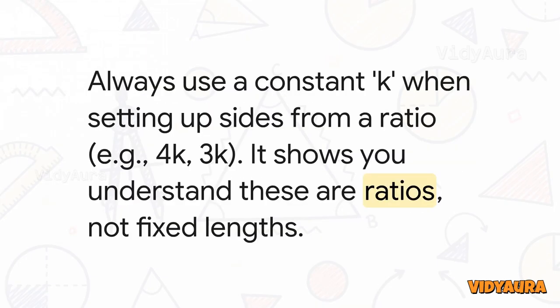And I'm going to leave you with one final, very important exam tip. Please always remember to use the constant k when you set up your sides from a ratio. Just writing 4 and 3 might lose you marks. Using 4k and 3k shows your teacher that you truly understand that these are ratios, not fixed lengths.